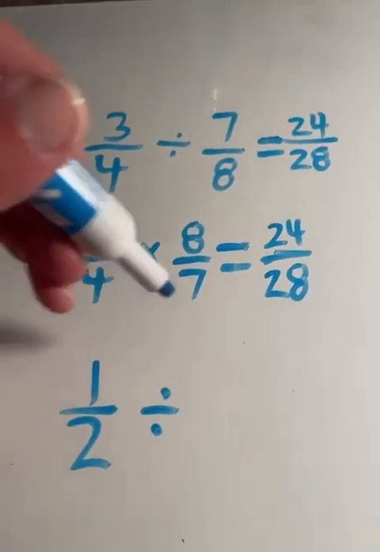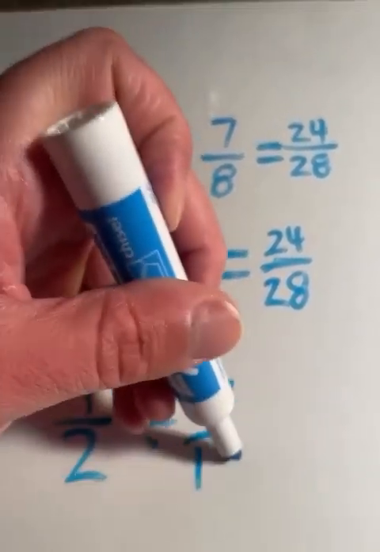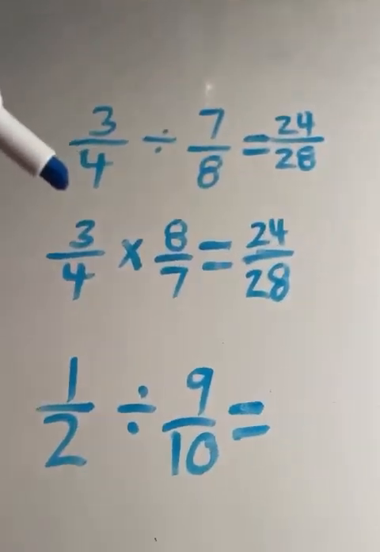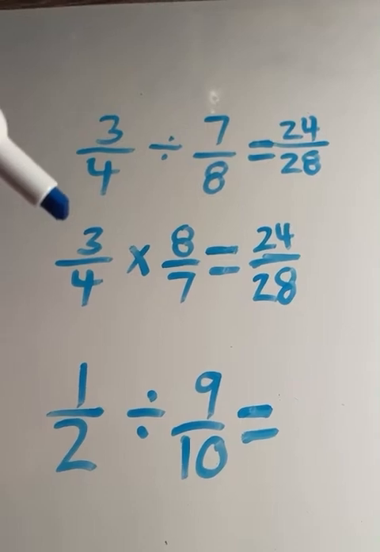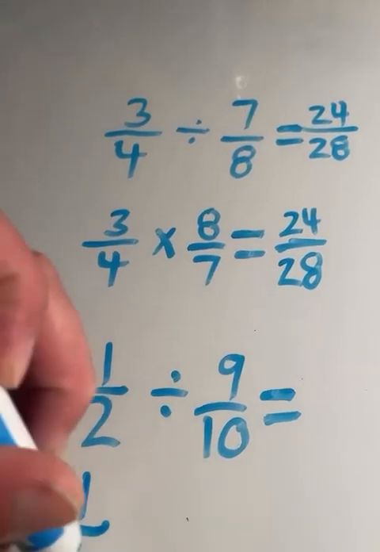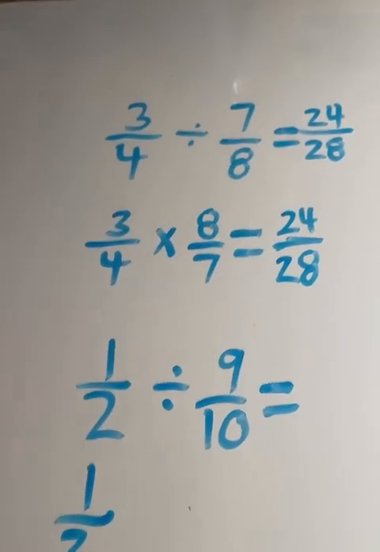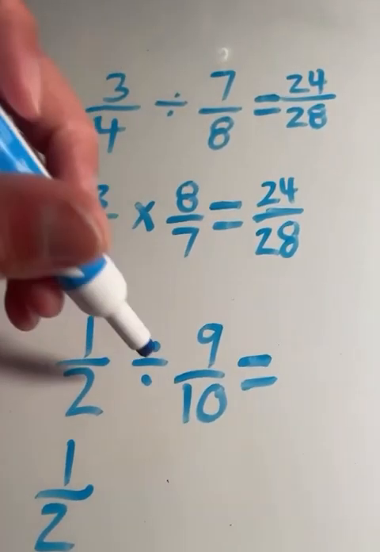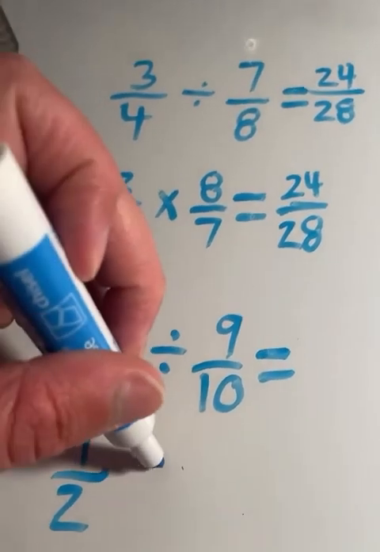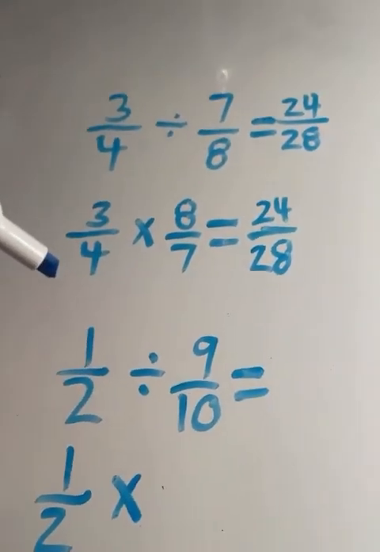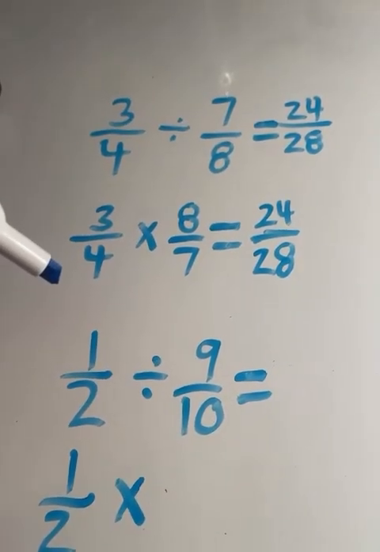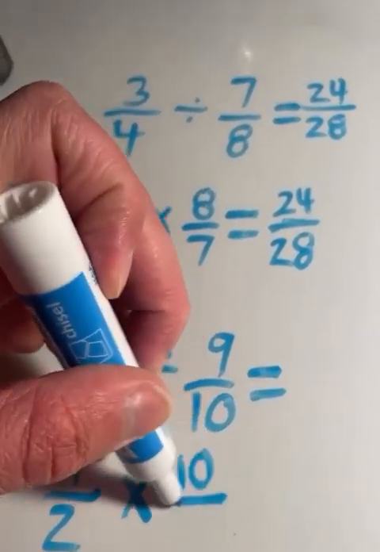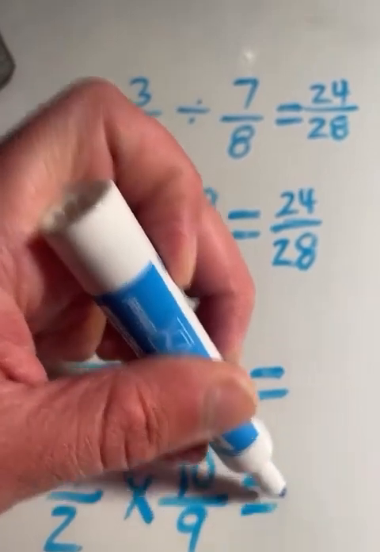All right, 1/2 divided by 9/10. Step one, we keep. 1/2 stays the same. Step two, we change the division sign to a multiplication sign. Step three, we flip. Our denominator becomes our numerator, and our numerator becomes our denominator.